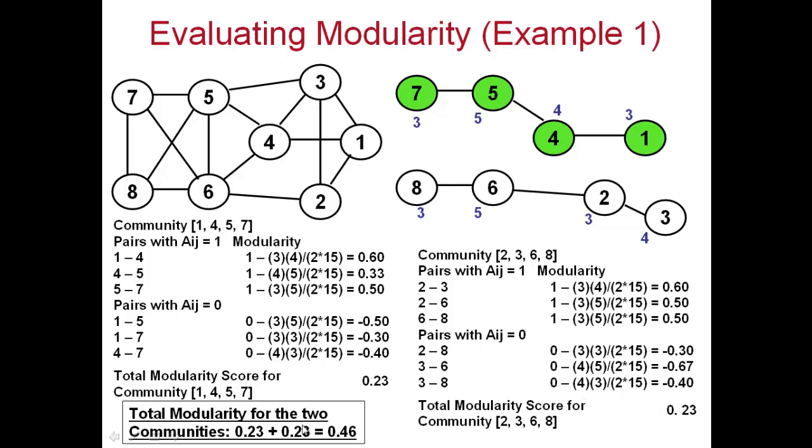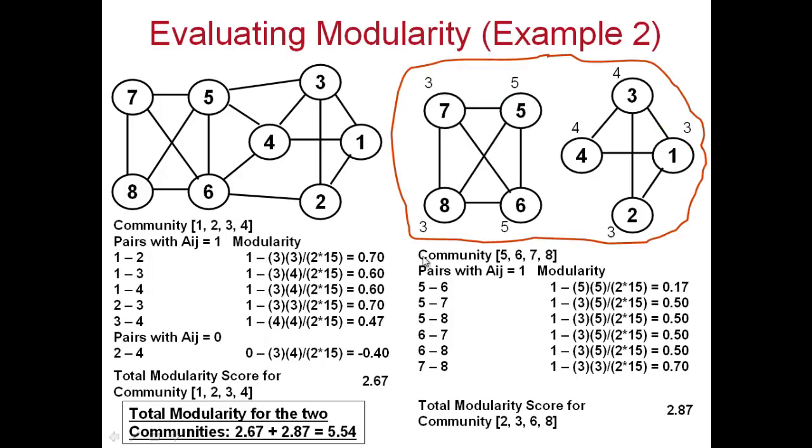Now sum up the modularity scores of the 2 communities. That's the total modularity score for this partitioning for the 2 communities put together, 0.46. Now do the same kind of calculations for this partitioning. Let us say some other algorithm has run community detection on this graph and came up with this as the partitioning of the graph into 2 communities. So let us find out the modularity score of these 2 communities put together.